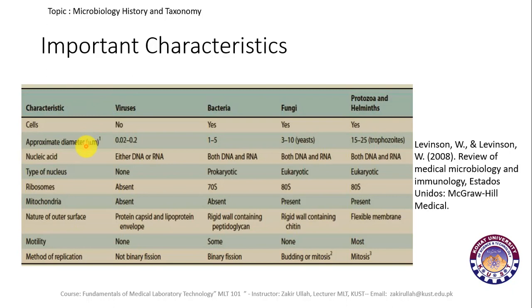The diameter of the microbes: the viruses' diameter ranges from 0.02 micrometer to 0.2 micrometer. The bacteria are slightly larger than the viruses, and their diameter ranges from 1 to 5 micrometer. The fungi are slightly larger than bacteria, with a size of 3 to 10 micrometer, especially the yeasts, which are larger. For the trophozoites, the approximate diameter is 15 to 25 micrometer.